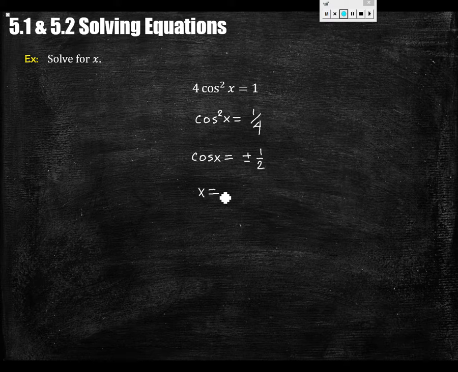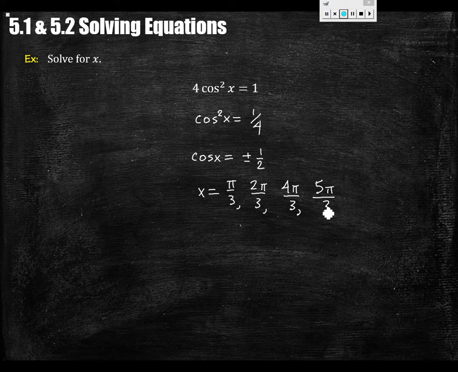So this is nice, right? What does x equal? Well, it equals anytime cosine is a half or negative a half. So that's like all four quadrants with the over 3's, right? So like pi over 3, 2 pi over 3, 4 pi over 3, and 5 pi over 3 all work.